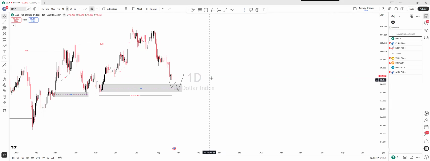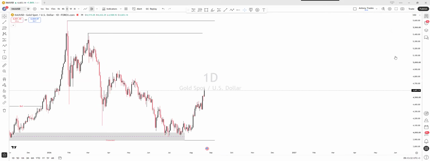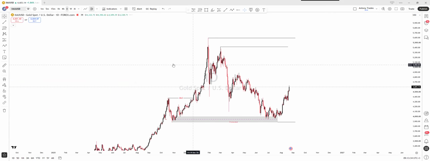So that one having been said, we are going to move on to the next pair. Of course, it's going to be gold. We are going to analyze the metal that is gold.